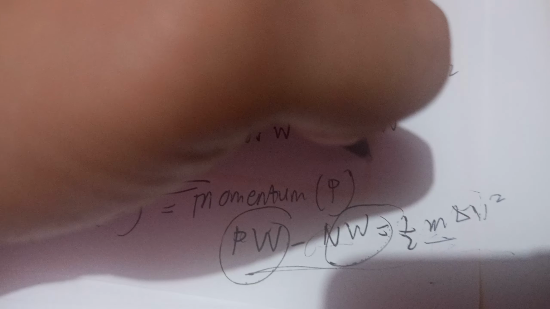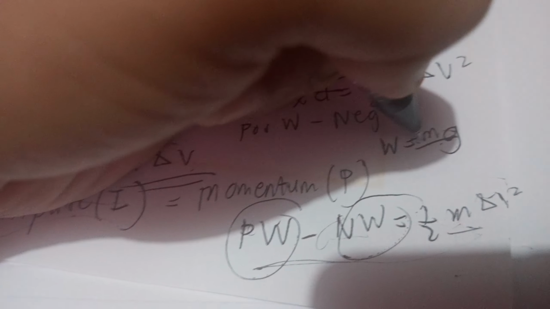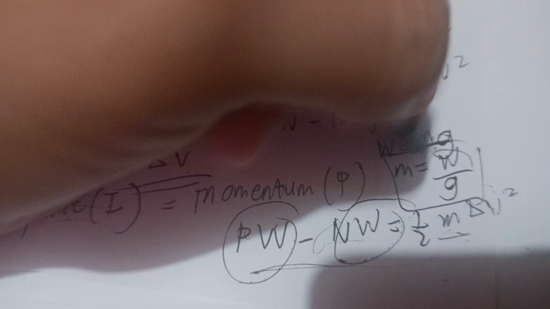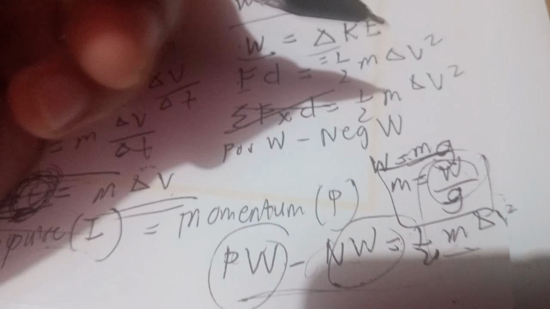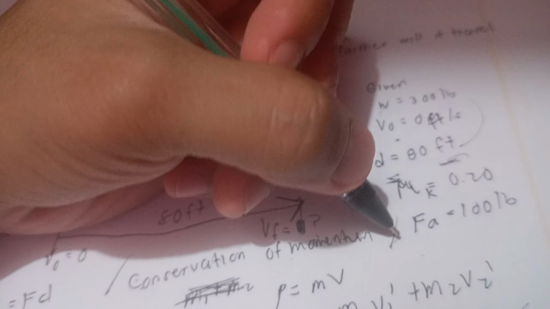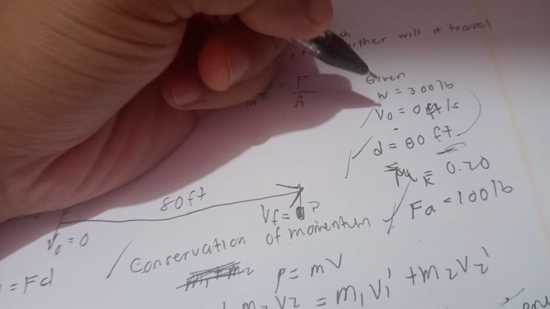Given naman na to. So, ang mass, di ba, weight is equals to mass times the gravity. So, ibig sabihin, we can say that mass is also equal to weight over the gravity. Magkaiba ang work sa weight. So, pwede natin siya i-substitute dito. So, panibagong formula. What if dito, apply natin dito. Meron tayong given na distance. Meron tayong force. Pero ang hinahanap natin is yung final velocity.